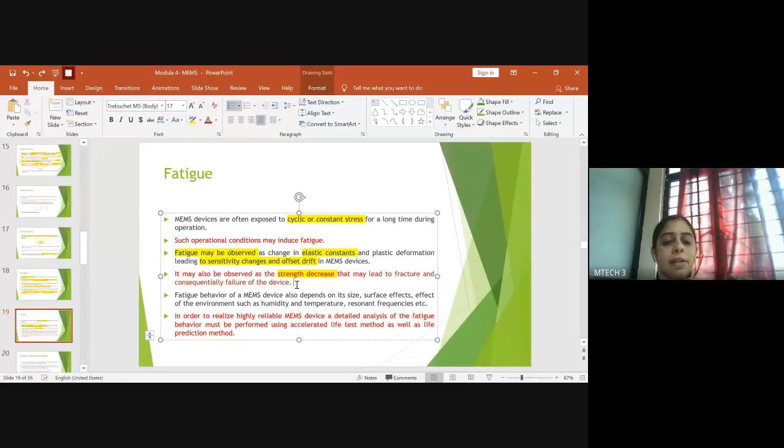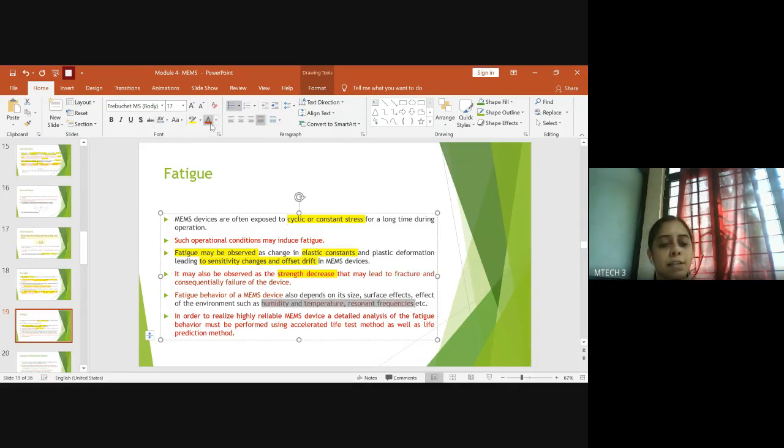And apart from the failure, you have two more parameters that you have to understand. So the fatigue behavior of a MEMS device, how does it vary? It mainly depends upon the size of the device, the surface effects which are causing fatigue, and also the effects of the external environment. External environment means the humidity, temperature, and the resonant frequency.